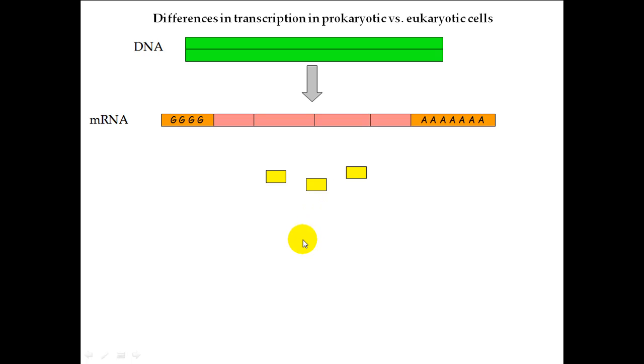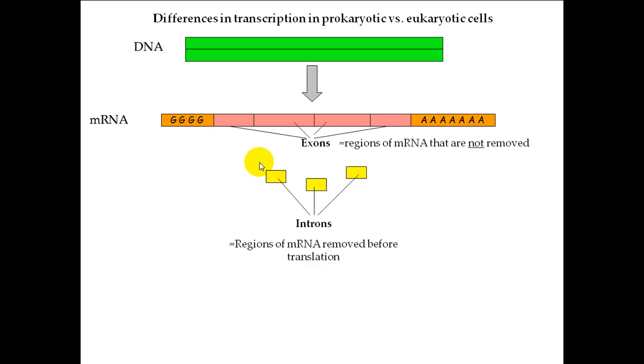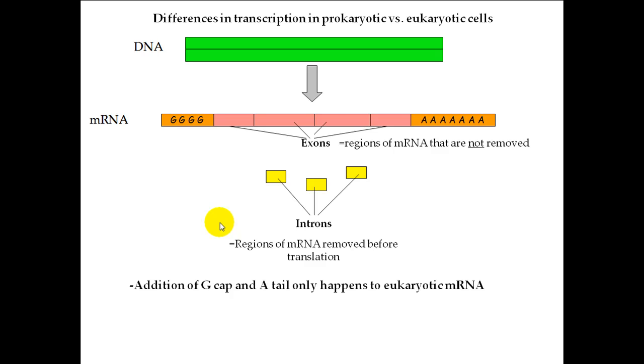Remember that the portions that are taken out before traveling to the ribosome are called introns, and the regions that stay behind and actually go to the ribosome are called exons. This processing of the messenger RNA, this addition of stuff and subtraction of stuff, only happens in eukaryotic cells. In prokaryotic cells, the messenger RNA that's produced right after transcription goes as is to the ribosome without any extra stuff being added or taken away.